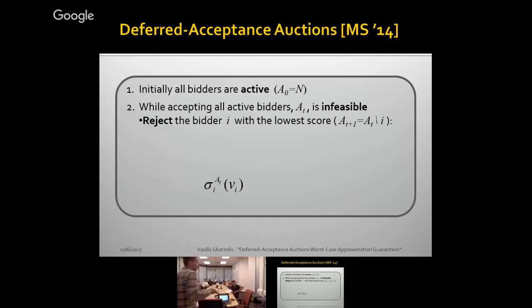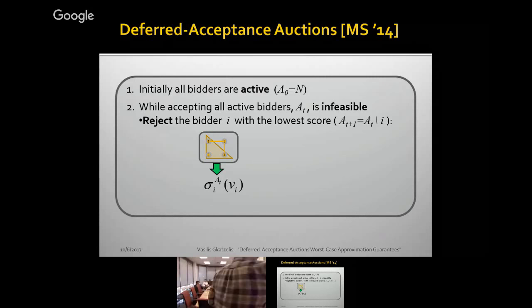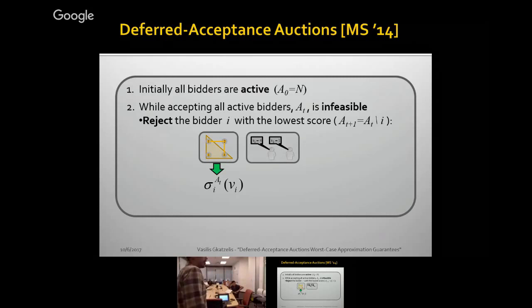What can it depend on? So this function, the scoring function, can depend on any information. It can change from round to round. It can be adaptive. It can depend on any public information. The only thing it cannot depend on is the values of the other bidders.